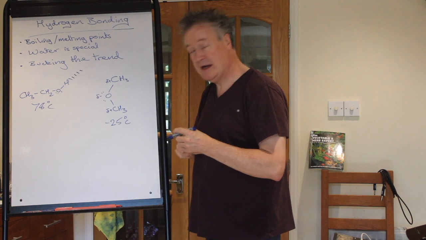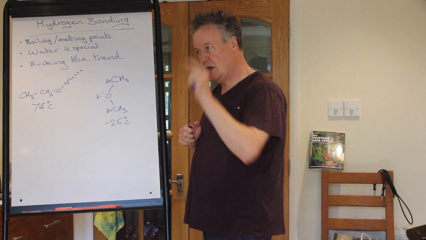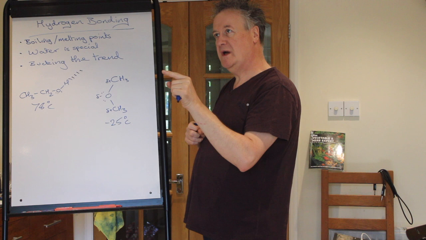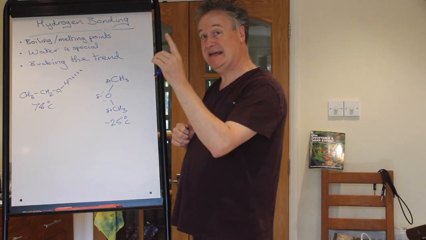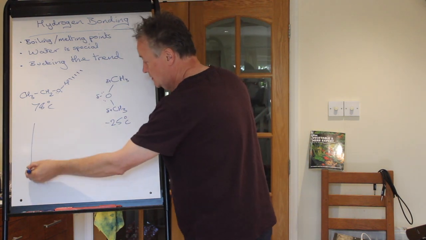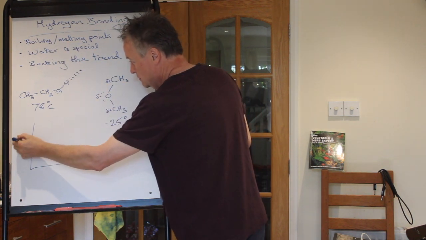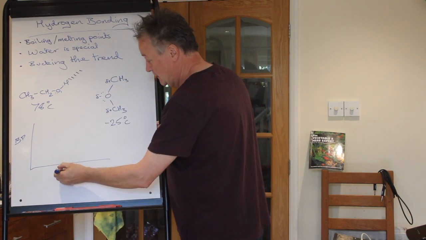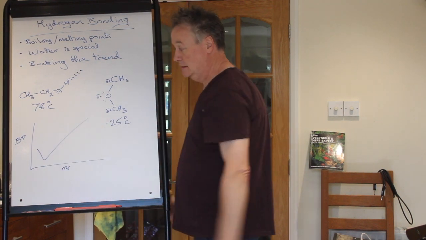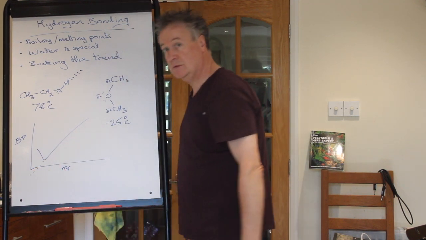The other thing is bucking the trend. Now I mentioned this before. When you look at a group in the periodic table and the properties of something where one of them can do hydrogen bonding, which means it has to be the group headed by nitrogen, headed by oxygen, headed by fluorine. If you were to look at either of those, look at the boiling point, put the formula mass along the bottom there, they all do that, where the first one is higher than it should be.